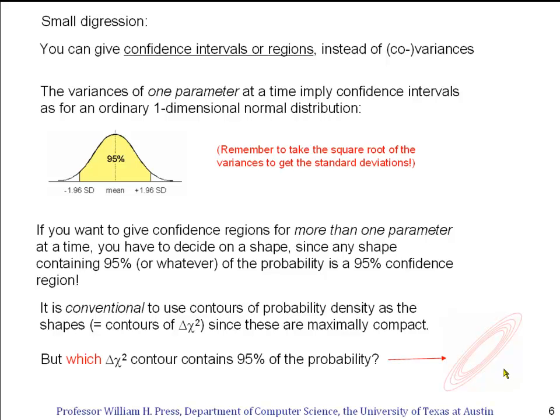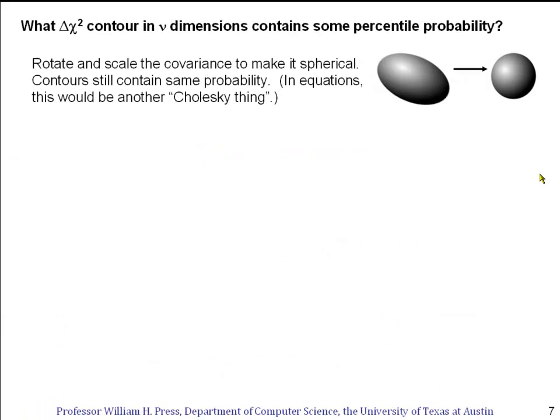So the remaining question that we have to answer is which delta chi squared contour contains which amount of probability, so that we could, for example, locate the 95% one. And I'm going to breeze through a little geometrical argument to give you the answer to that. This is probably something that you'll want to go away and think about. So which delta chi squared contour in nu dimensions contains some percentile probability?